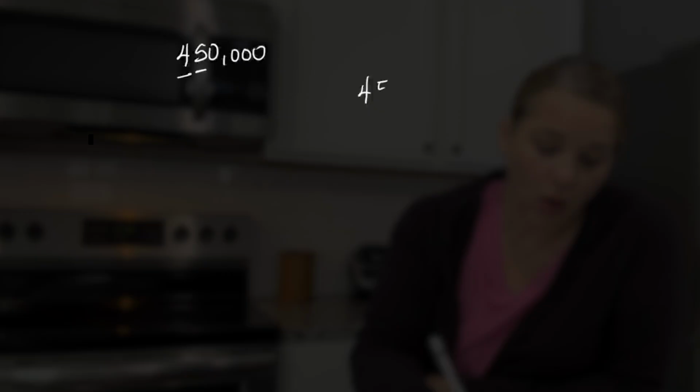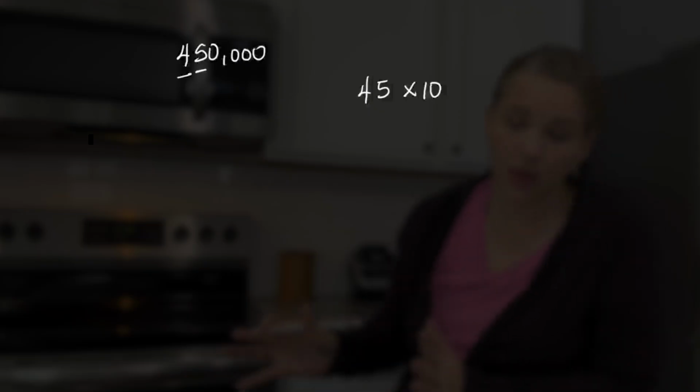So if I have the number 450,000, how would I write that in scientific notation? What's our first rule? Well, I think first we gotta figure out how many significant figures there are. So what are the significant figures? 4, 5, and that's it? That's it. So our 4 and 5 are our only 2 significant figures. So that's all that can go before the multiplication sign.